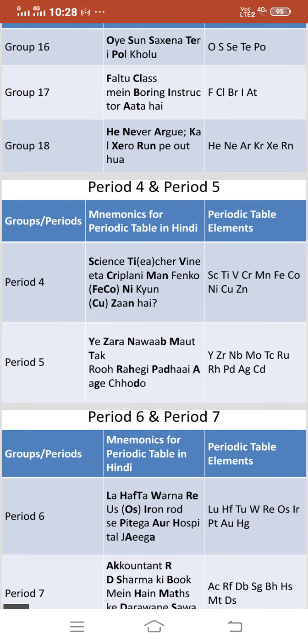So next, the mnemonic for period 5 elements: ये जरा नवाब मौत तक रूह रहेगी पढ़ाई आगे छोड़ो. So here ये represents yttrium, जरा for zirconium, नवाब for niobium, मौत for molybdenum, तक technetium, रूह ruthenium, रहेगी rhodium, पढ़ाई for palladium, आगे for silver, and छोड़ो for cadmium.